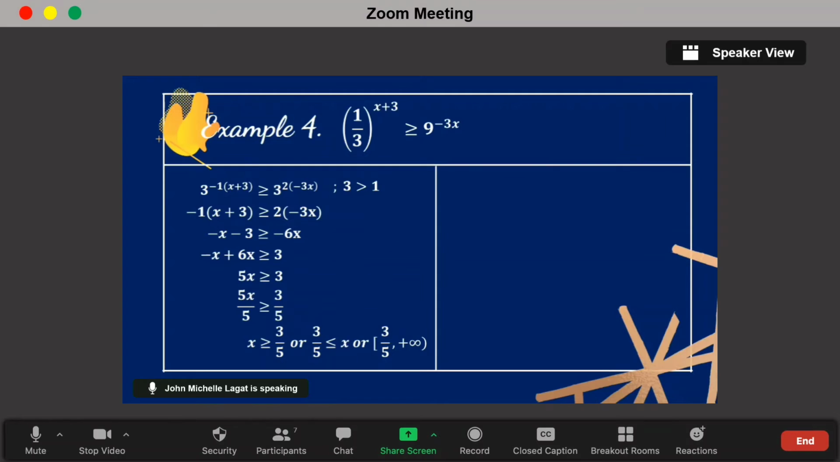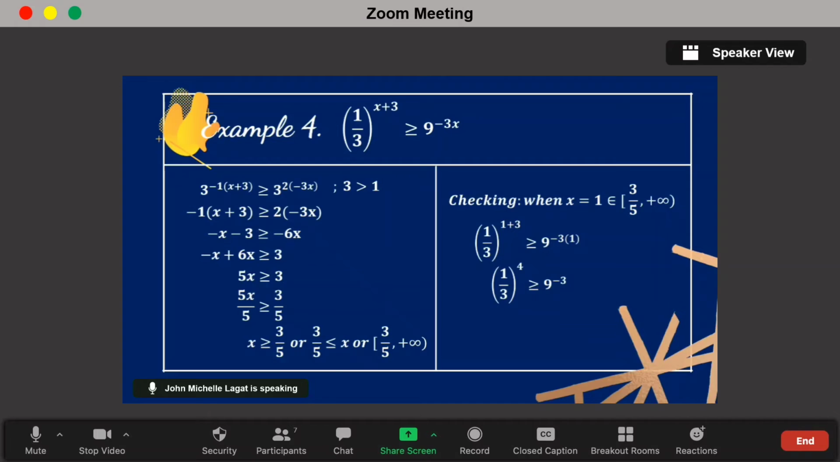So our solution for this equation is x is greater than or equal to 3/5, or 3/5 is less than or equal to x. To check if our solution is true, we can substitute the value of x with 1, which belongs to the domain. If we substitute the values of x with 1, we get 1/3 raised to the power of 4 is greater than or equal to 9 raised to the power of negative 3.